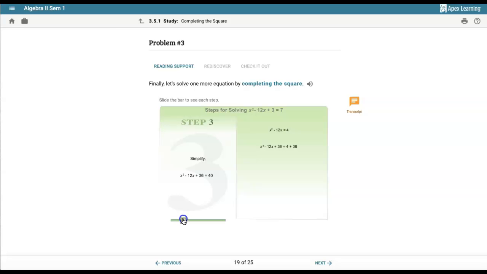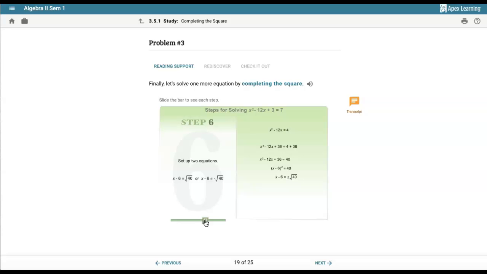All right. And then we are going to simplify. We can simplify here by adding 4 and 36. That gives us 40. All right. When we factor the left-hand side, we just said it's going to be x minus 6 times x minus 6. That gives us x minus 6 squared equals 40. All right. Now we take the square root of both sides, and unfortunately this isn't a super nice one, but we end up with x minus 6 is equal to plus or minus the square root of 40.